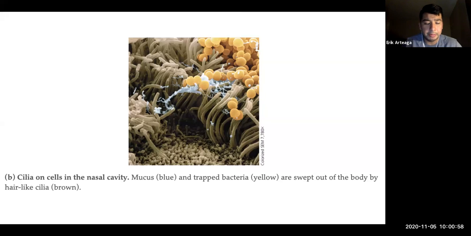Okay, but normal functioning cilia, again, this is a part of the innate immunity, just capture the bacteria with a sticky sugar protein and then lift the bacteria out, and then you can swallow or spit out the mucus, whatever you would like to do.